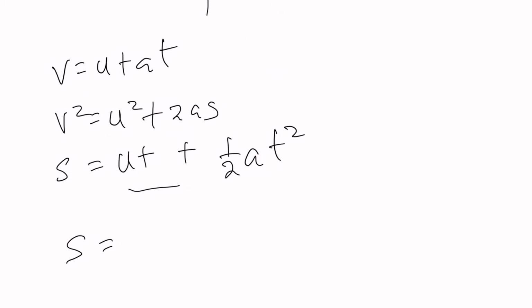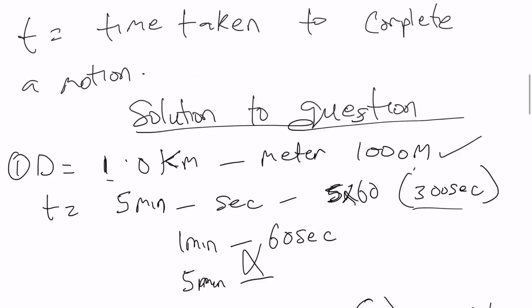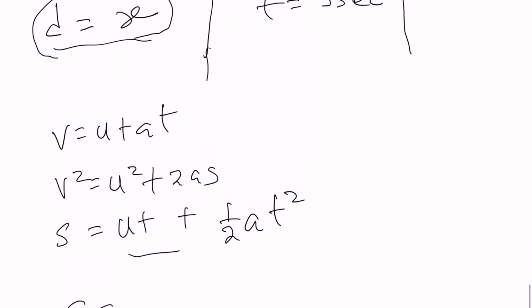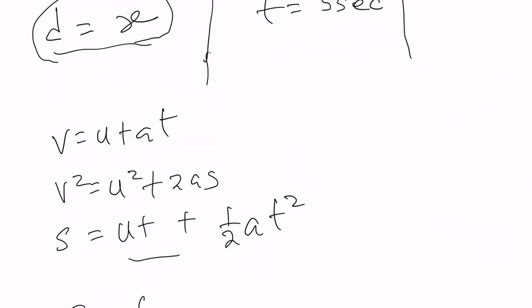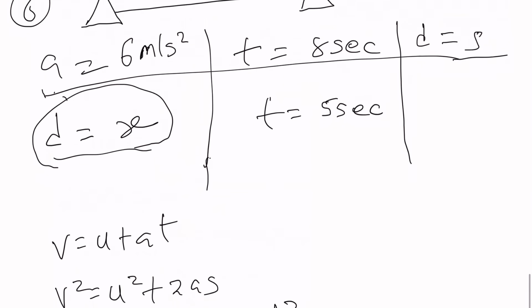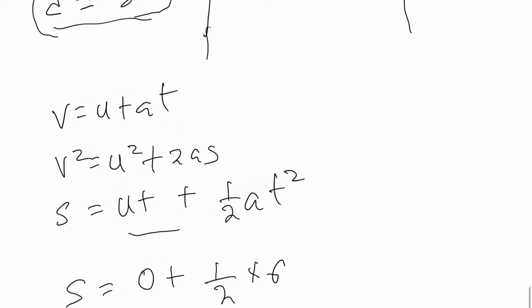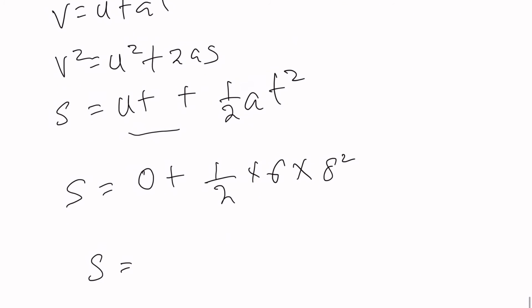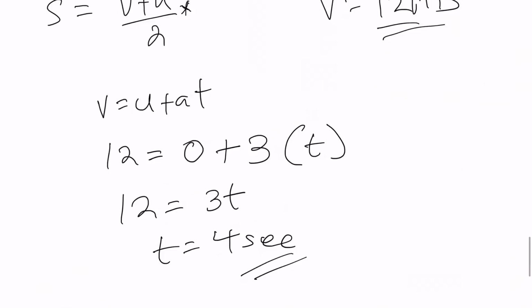So s is ut plus half at squared, where if you read the question, u is initial velocity, the body accelerating from rest, so u is definitely 0. So let's try and solve that. So this is 0 plus half times a, what's my a? 6, multiplied by t squared, that's 8 squared. So we solve this, the distance covered is 192 meters.